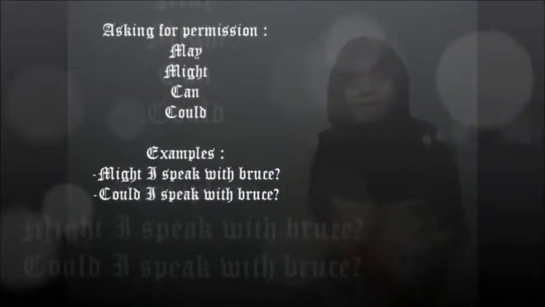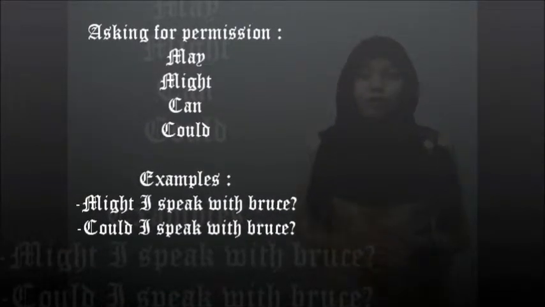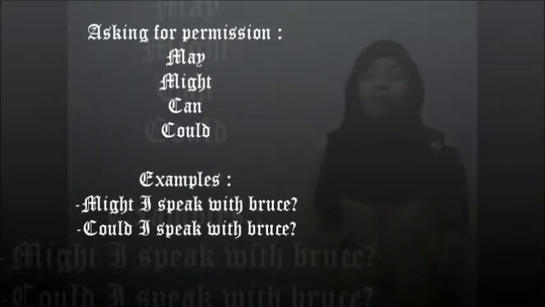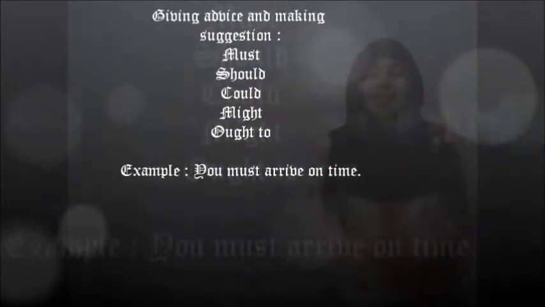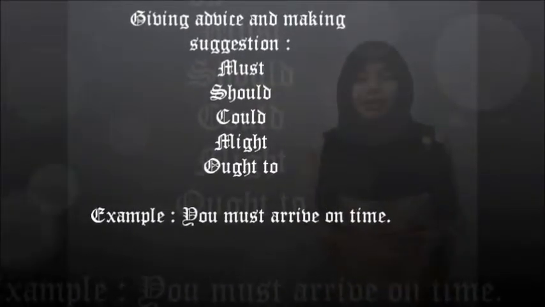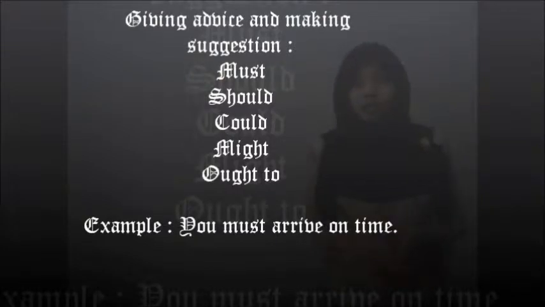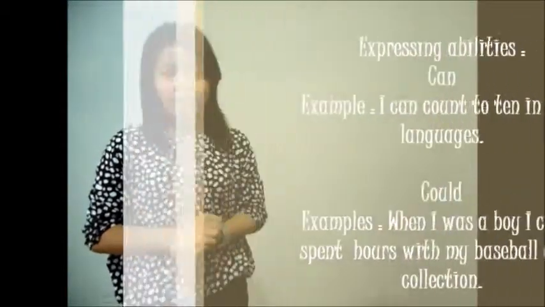For asking permission, we use the modals may, might, can, and could. May and might are more polite than can and could. For example, "Might I speak with Bruce?" "Could I speak with Bruce?" For giving advice and making suggestions, we use the modals must, should, could, might, and ought to. For example, "You must arrive on time." Then, for expressing ability, we use can and could.